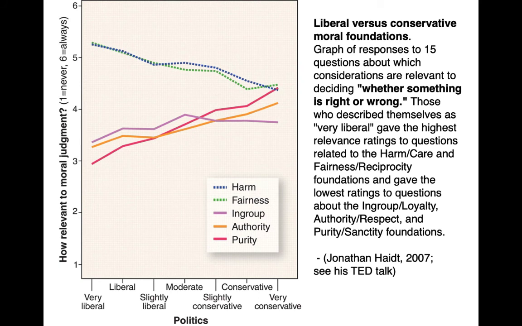This graph of responses to 15 questions describes which considerations are relevant to deciding whether something is right or wrong. Those who describe themselves as very liberal gave the highest relevance ratings to questions related to the harm, care, and fairness, reciprocity foundations, and gave the lowest ratings to questions about the in-group loyalty, authority, respect, and purity, sanctity foundations.